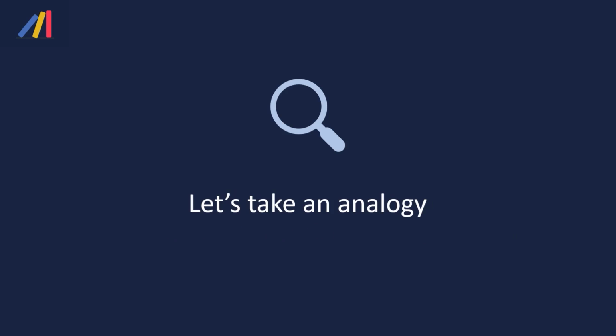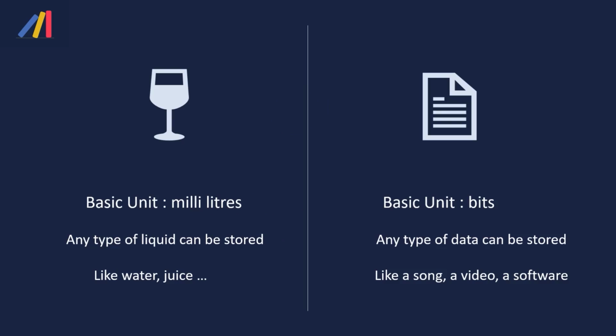Let's take an analogy. Let's compare the data of a file with a glass of water. Both act as a container. In a glass, we can store an amount of volume of water. Like if we use a small glass, we can store water in ml. Similar to this, in a file, we can store data in the form of bits, which in increased size turns to bytes and kilobytes and so on.